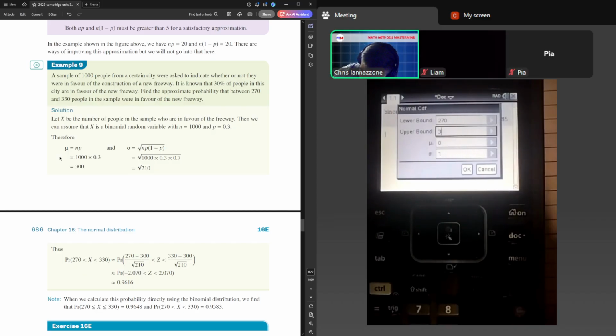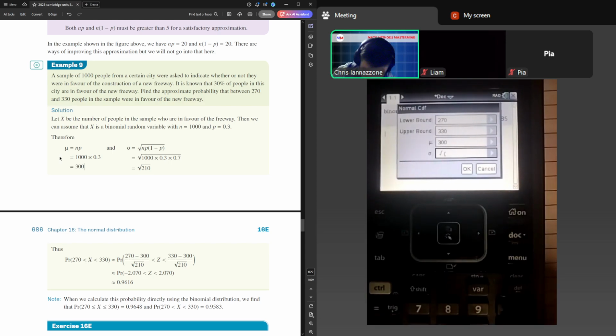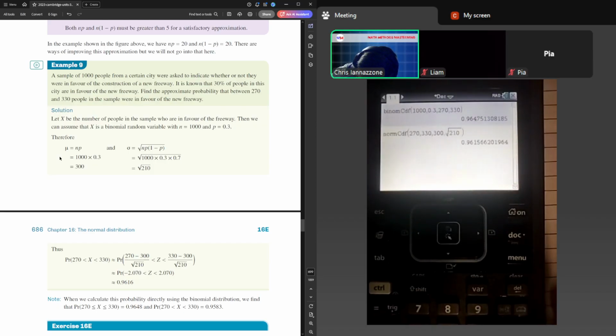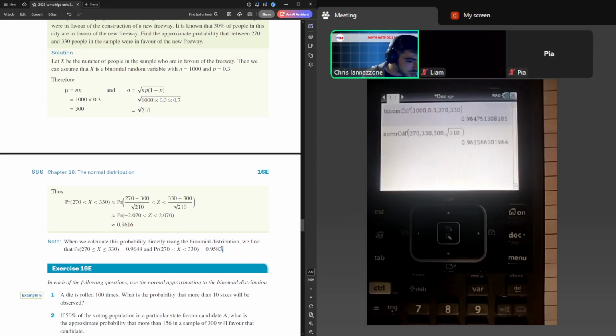270, 330 will be the domain. Then for mean, we saw it was 300 as calculated by the book. And then square root of 210 also as calculated by the book. And if you hit that, you see that you get a very close approximation to what the binomial version is. In fact, you can see both of them written out in the book as well. 0.9616 is the normal distribution version, and 0.9583.